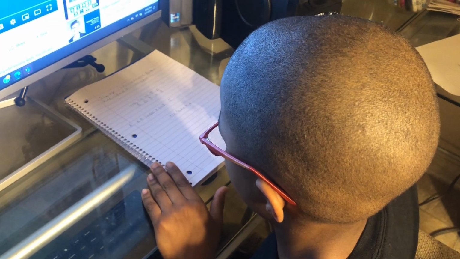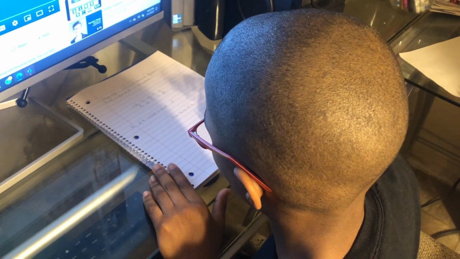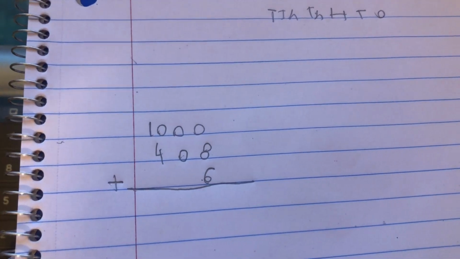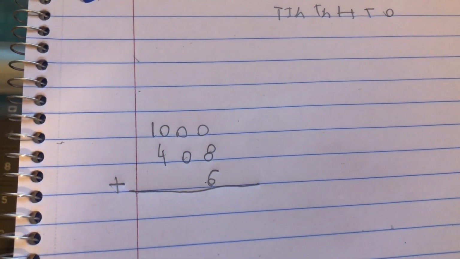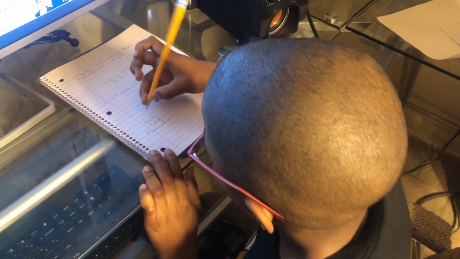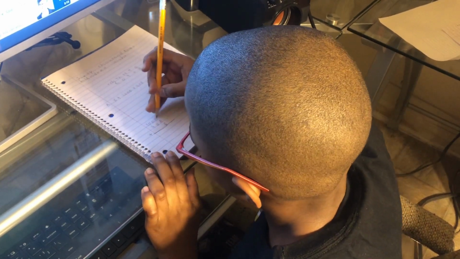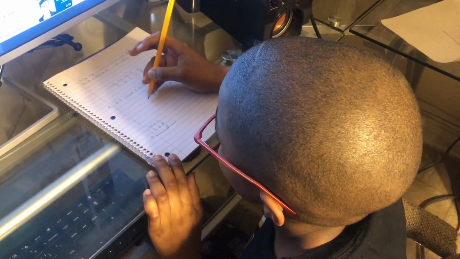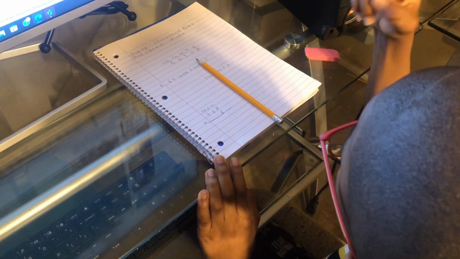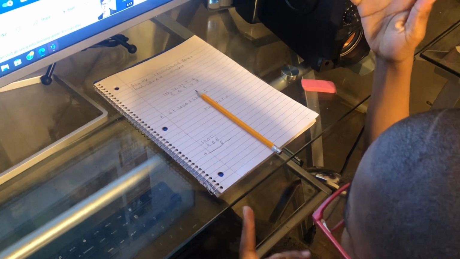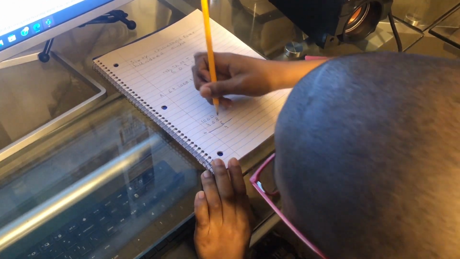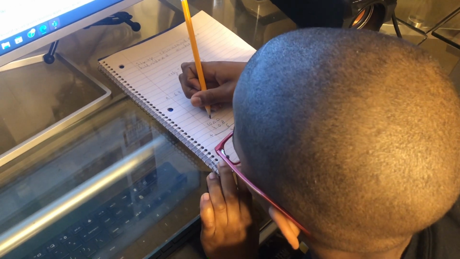So now what's next? We're going to drop down and do our addition. All right, so what's the first thing we're going to do? We're going to go to our ones and do 8 plus 6. All right. 9, 10, 11, 12, 13, 14. I'm going to put my 4 underneath the 6 and put the 1 over top of the 0.